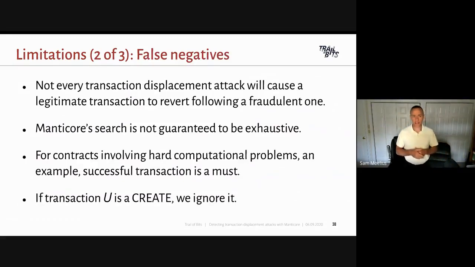There are many ways that you can get false negatives. First, not every transaction displacement attack will have this property that when a legitimate transaction follows the fraudulent one, the legitimate transaction will revert. We're using this property as a kind of proxy to identify transaction displacement attacks, but not all susceptible contracts are going to have this property. All right.